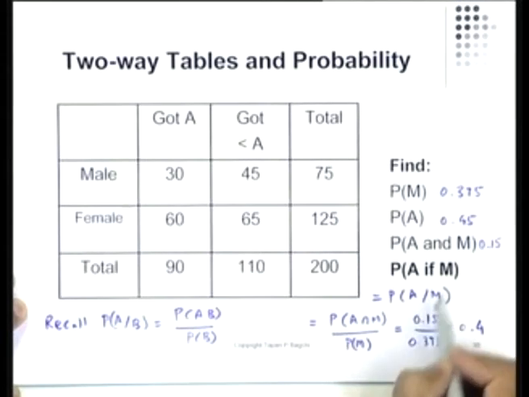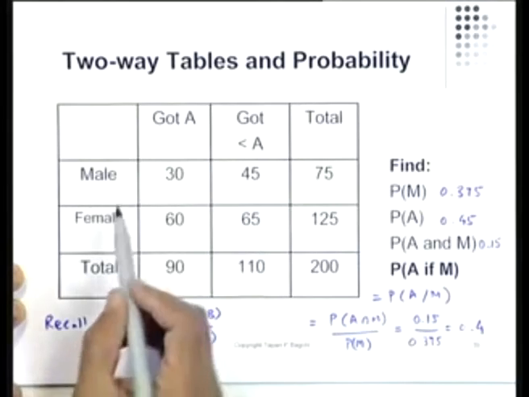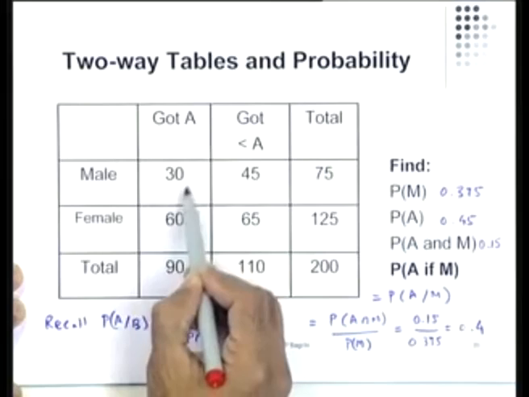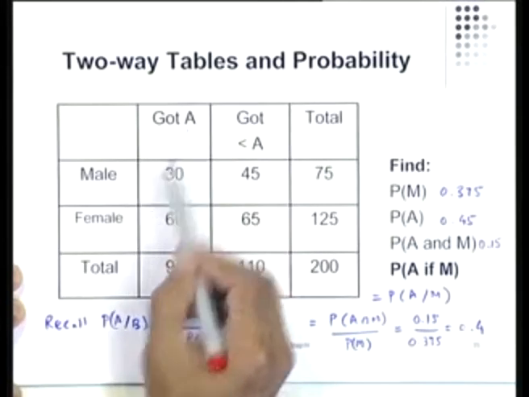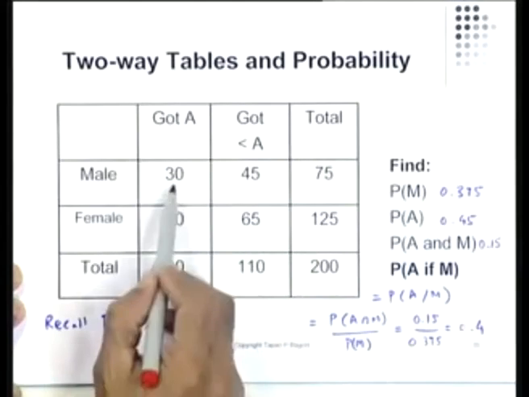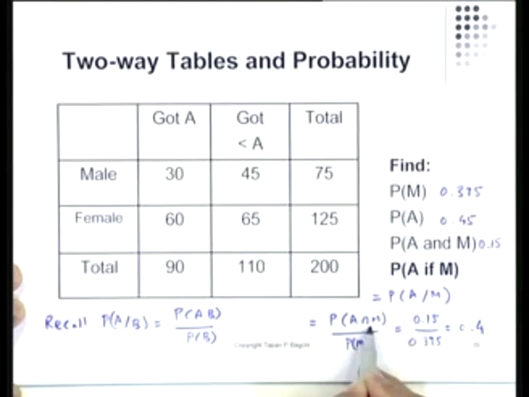These are all going to be joint occurrences of things. Therefore, if I have to find the joint occurrence A and M, which cell is it? A and M is this cell. This is the cell that gives me the count of scoring A and also being male. So it turns out 30 divided by 200, that's the probability of A and M. That's 0.15.